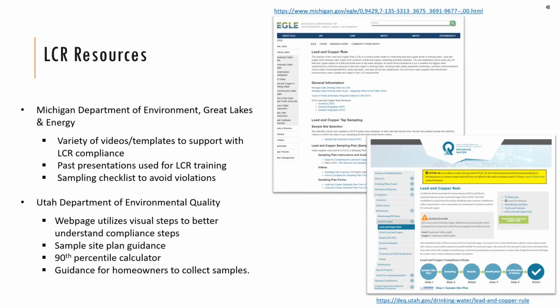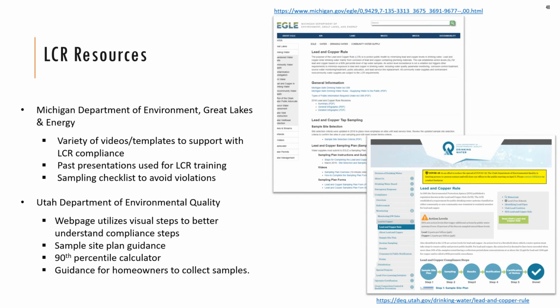Another web page that caught my attention was Utah DEQ's Lead and Copper Rule webpage. This webpage uses visual steps to guide operators through the compliance steps and includes supporting documents such as sample siting plans, a 90th percentile calculator, and guidance for homeowners to collect samples. So if you look at the screenshot, you see step 1 is have your sample site plan. Step 2 is begin sampling. Step 3, what to do with your results. Step 4, which is notification requirements. And step 5, which is their certification and notice.